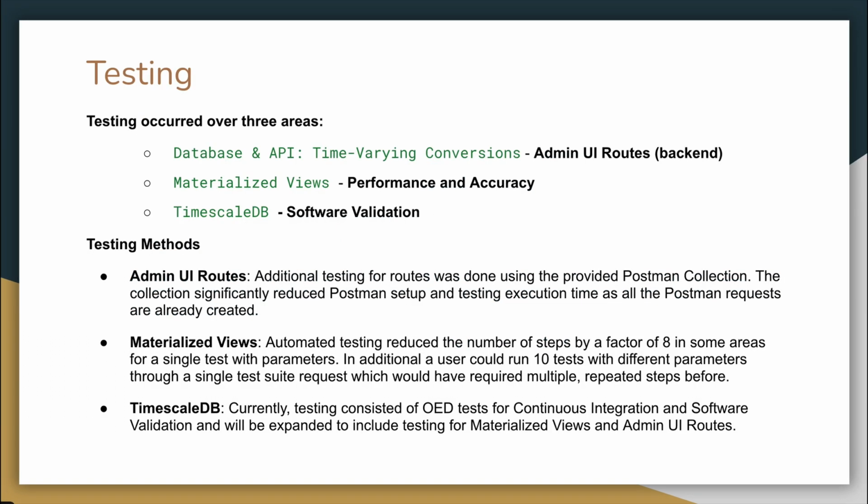Testing. Testing occurred over three areas: database and API time varying conversions, where testing was done on the admin UI routes on the back end; materialized views, where testing focused on performance and accuracy; and TimescaleDB, where testing focused on software validation.